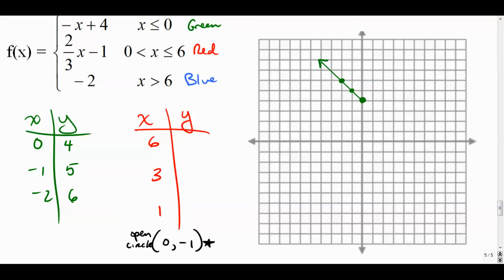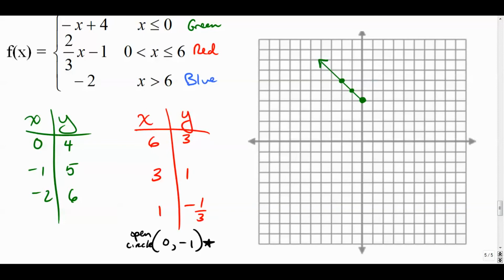6, right here, 2/3 times 6 minus 1. So 2/3 of 6 obviously is 4. 4 minus 1 is 3. If I plug in 3 right here, 2/3 of 3, of course, is 2. 2 minus 1 is 1. And lastly, if I plug in 1 right there, I get 2/3 minus 1, which is negative 1/3.